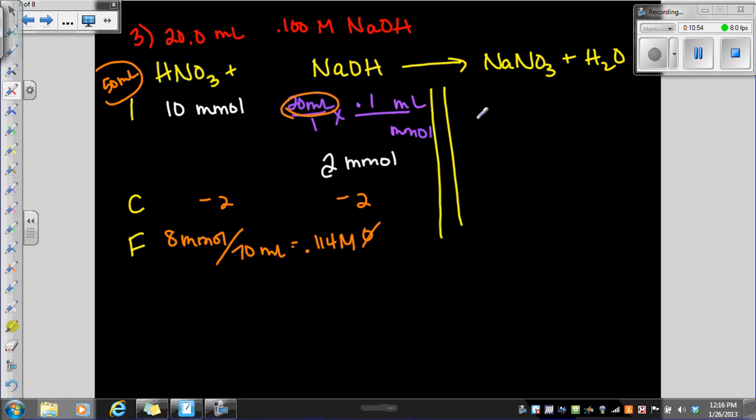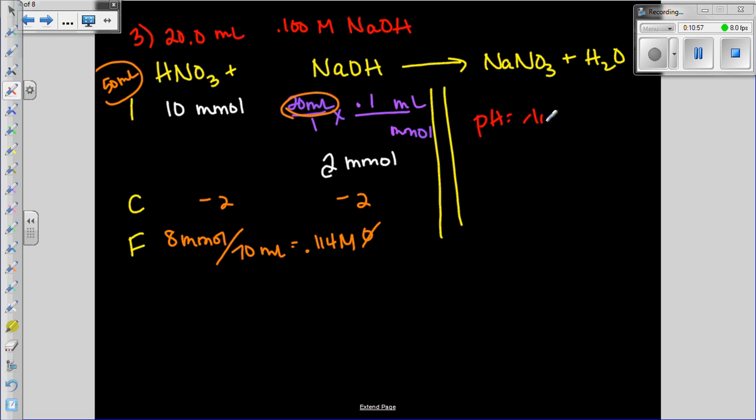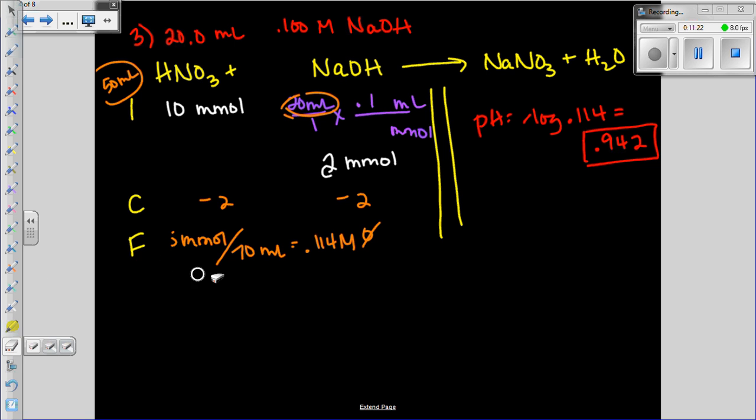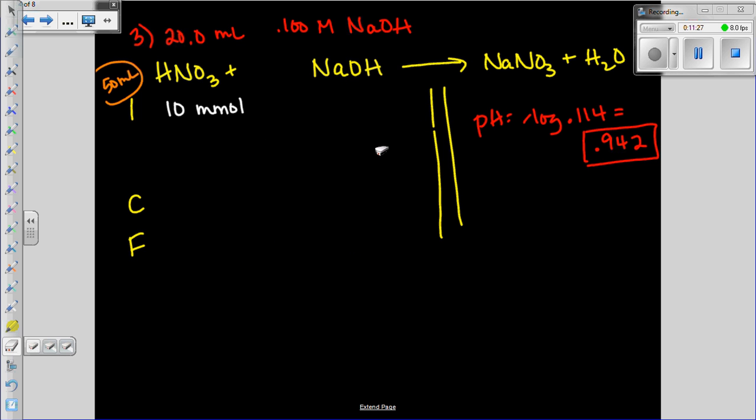And then to get pH, I'm going to do negative log of this concentration. And that will give us 0.942. And that makes sense because we've added a little bit more base. Okay, I'm going to continue. I'm going to go ahead and I'm going to get rid of what we've done here. Our amount of acid has not changed, so I'm not changing that.